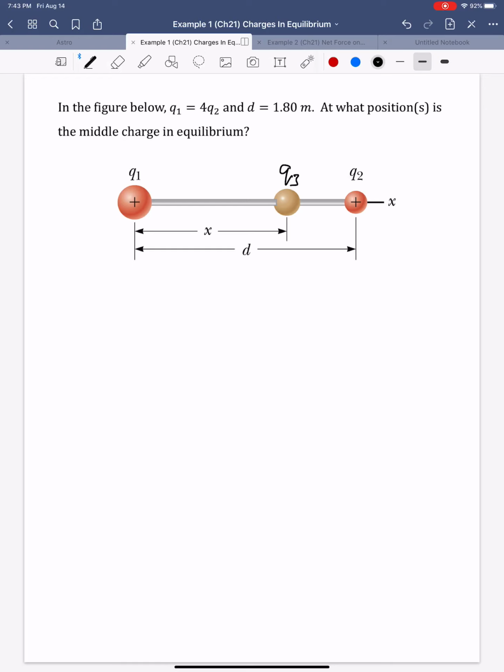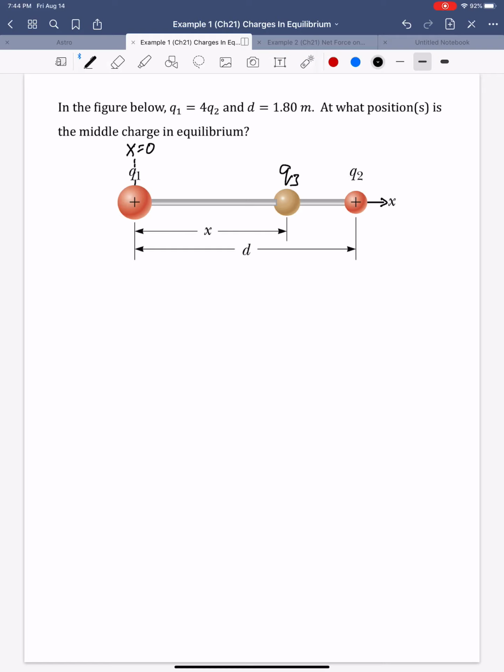You should notice that both x and the distance between Q1 and Q2, the distance d, are measured from the leftmost charge. So let's call that x equals 0. That's the zero position, and the x direction increases to the right.